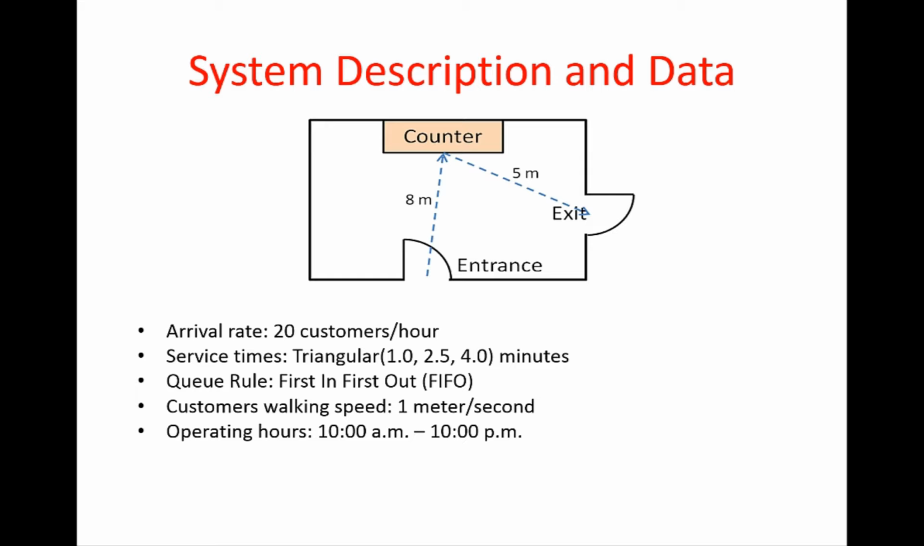So we're given some data about the operation of this system. As you can see here, the arrival rate is 20 customers per hour. Service times are triangularly distributed with a minimum of 1 minute, a maximum of 4 minutes, and a most likely value of 2.5 minutes. The queue rule is first in, first out, and customers' walking speed is 1 meter per second, and our system operates from 10 a.m. to 10 p.m., basically 12 hours per day.